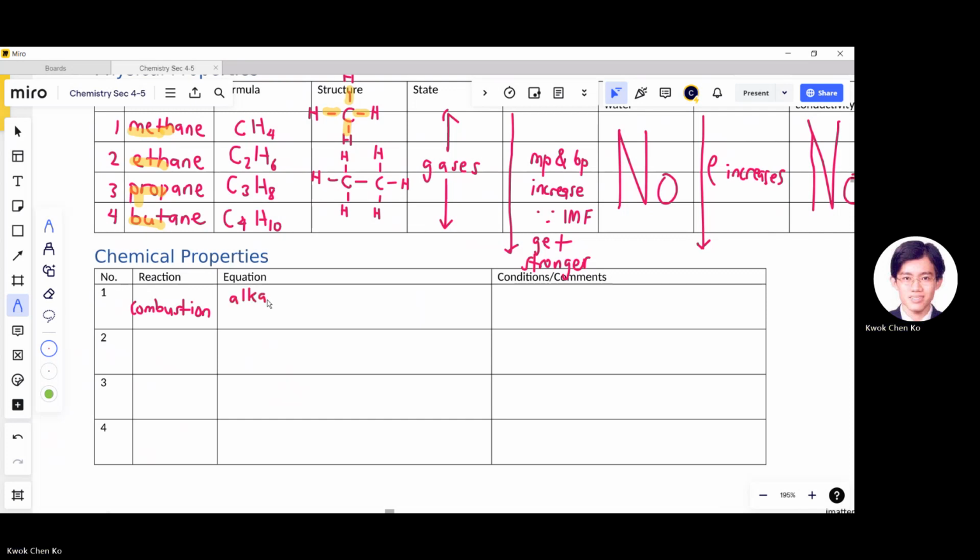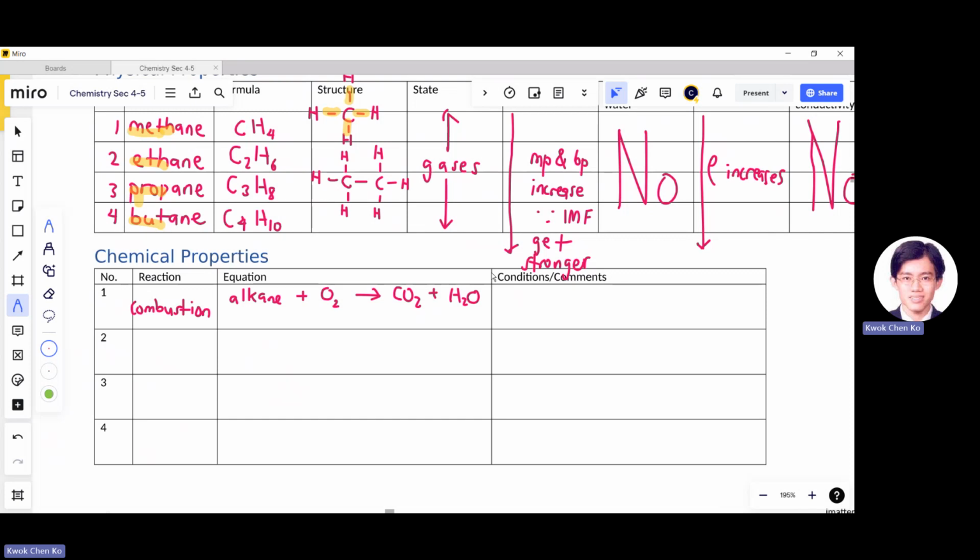So, okay, you need oxygen to combust. What are the products? Okay, you better know this. Complete combustion means you get CO2 and water. Okay, let's give you an example. Propane, C3H8, plus O2, gives CO2 plus water.